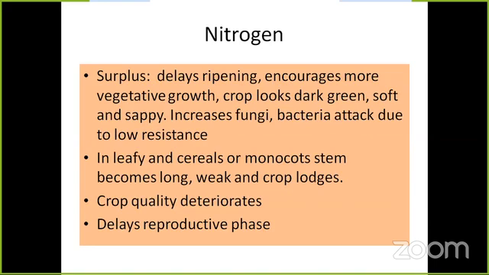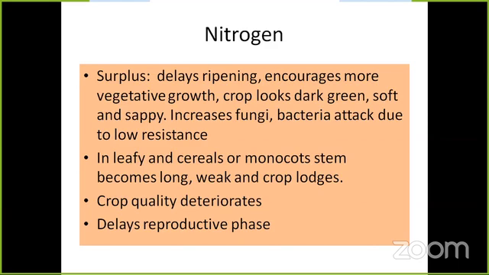What happens if this nitrogen is in surplus? See, we know the farmers use basically NPK. Out of that, maximum application is done using urea, which is a source of nitrogen. And urea has about 44 to 46% of nitrogen. So what happens if there is a surplus application of nitrogen?